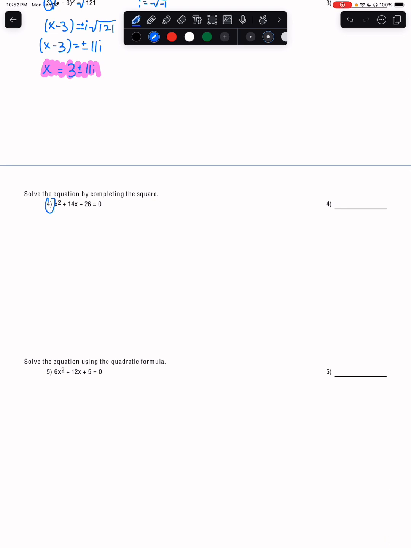Now looking at number 4, it says solve the equation by completing the square. So to do that, we're going to move the 26 to the other side because there's no good way to factor with this 26 here. So that's just subtracting the 26 from both sides.